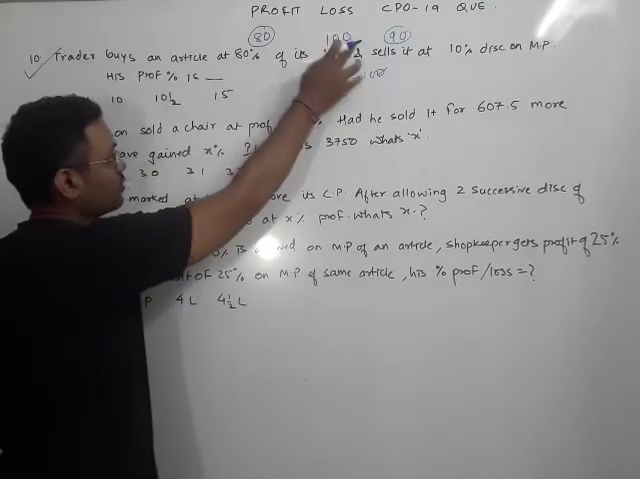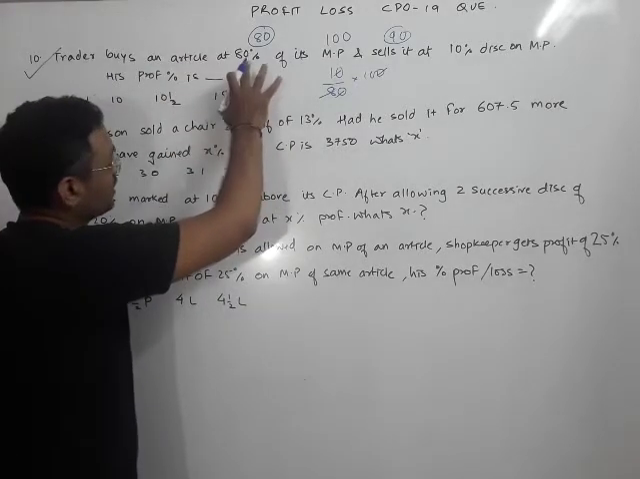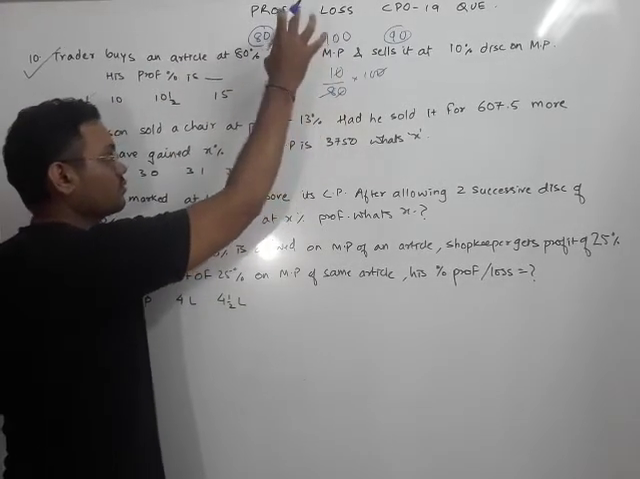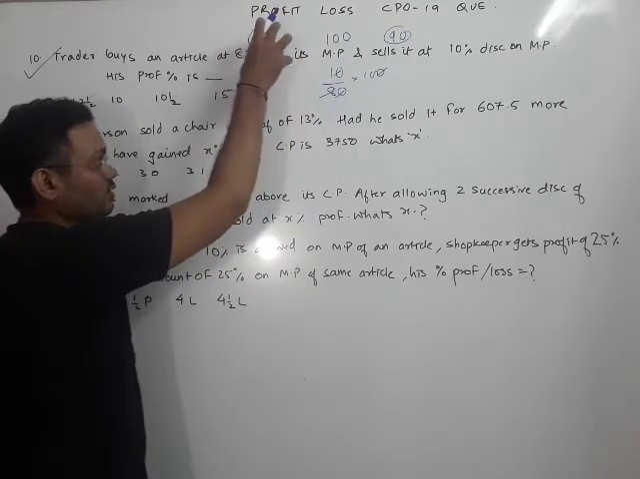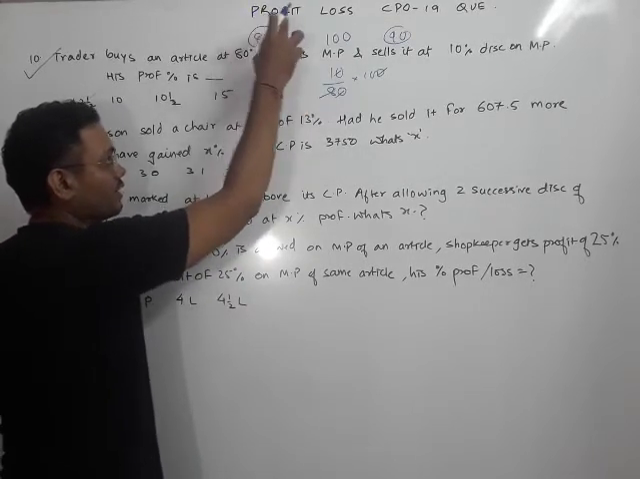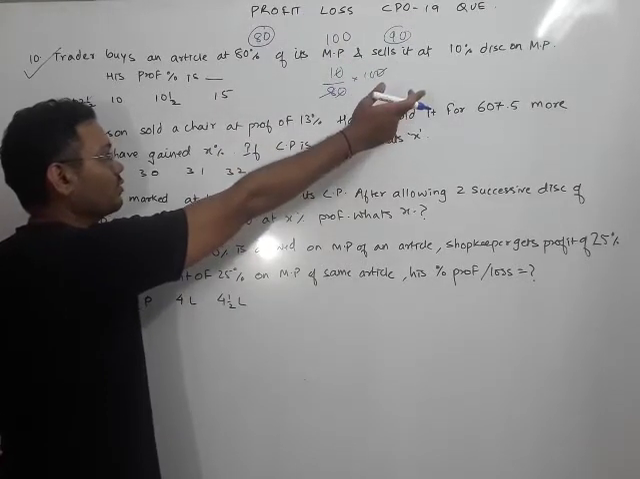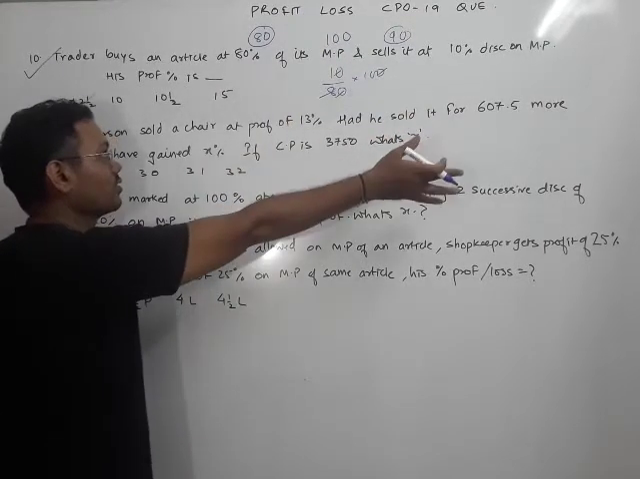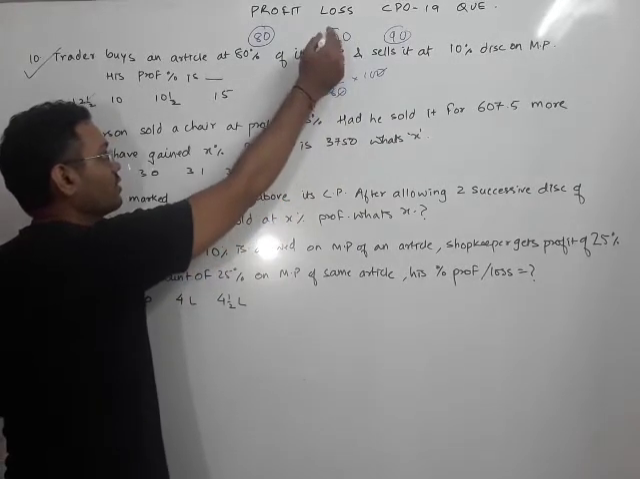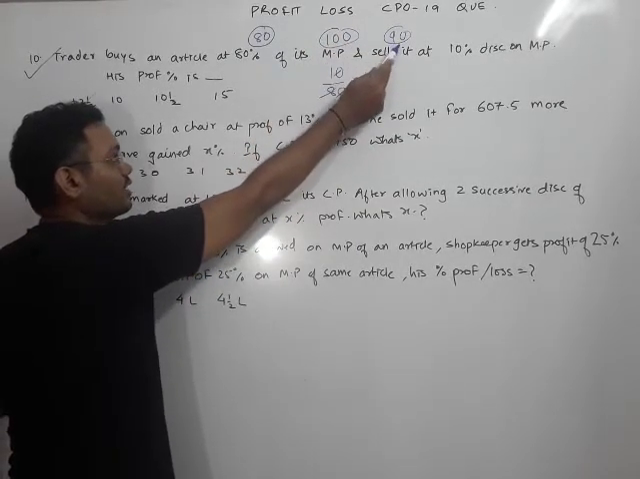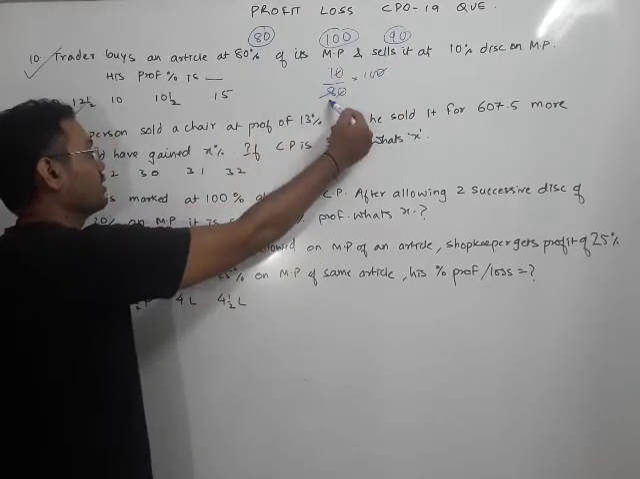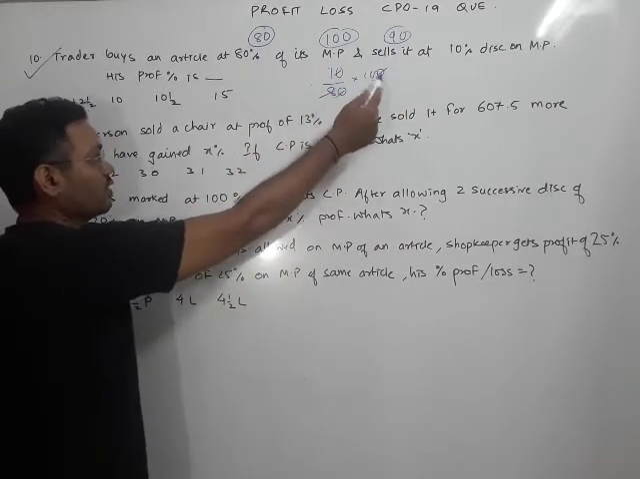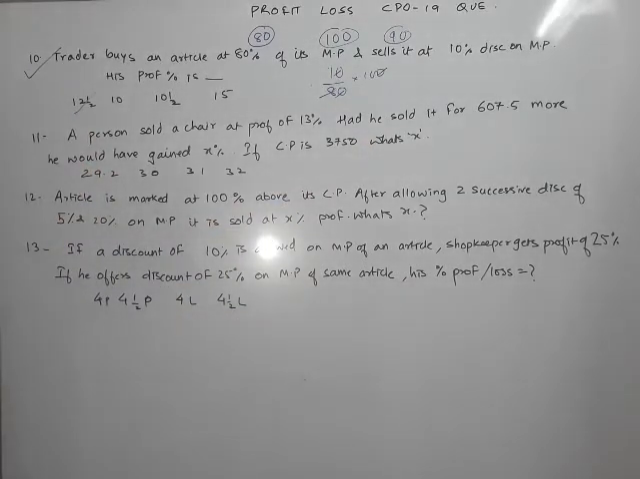Again I'll repeat. Trader buys an article at 80% of its mark price. Something is marked at 100 rupees. He buys it at 80% of it. So means he is buying it at 80. Now he sells at 10% discount on mark price. While selling it to someone, he is giving a discount of 10%. So means he is selling it at 90 rupees. So in this transaction, he has gained 10 rupees per 80 rupees. So it is 12.5. Next one, 11.